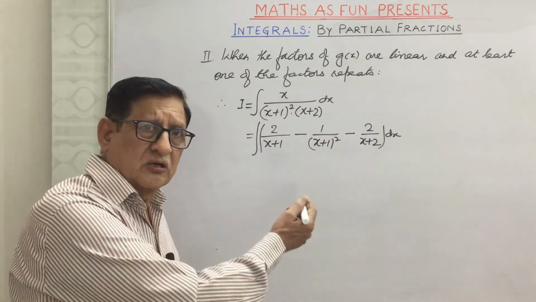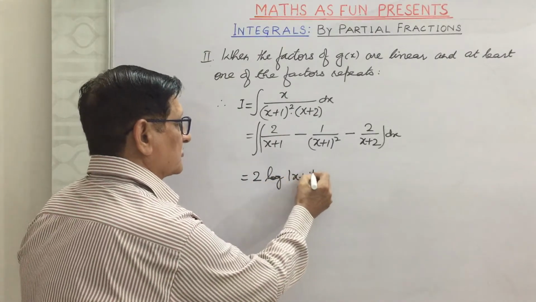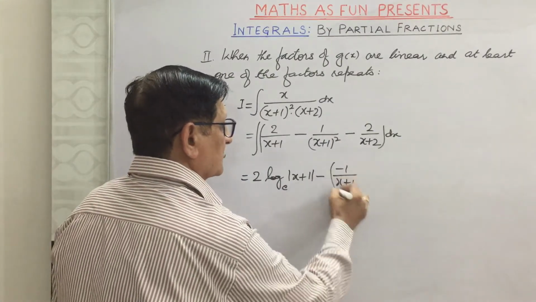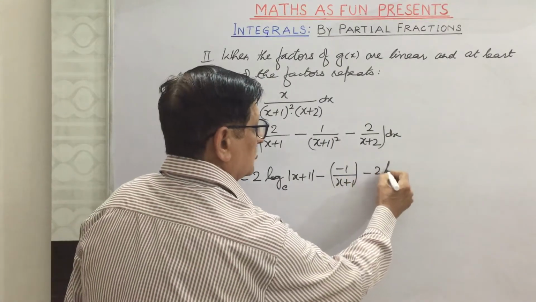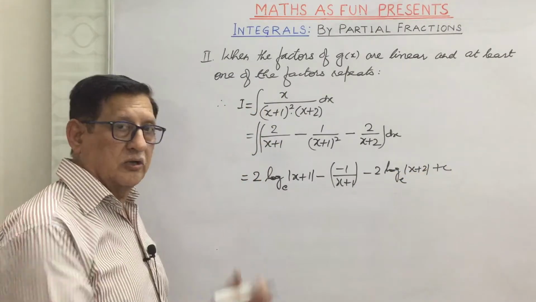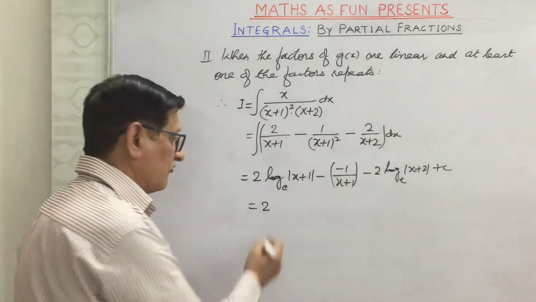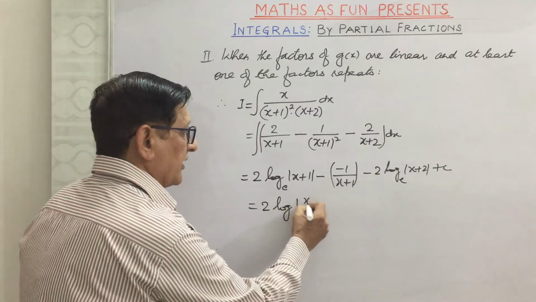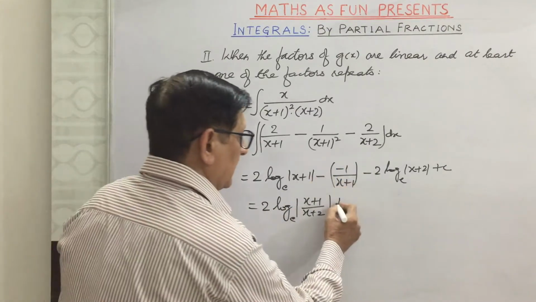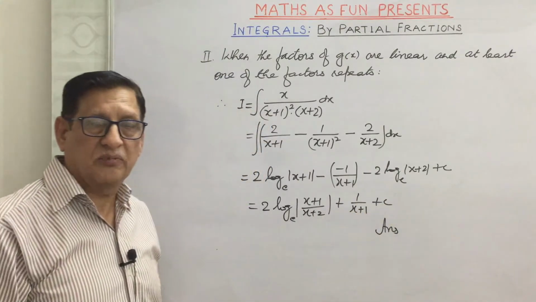Using the standard integrals, we will get now it is 2 into log of x plus 1 minus 1 upon x plus 1, and this is minus 2 log of x plus 2 plus c. Taking 2 common from these two terms and applying the law of log, we will have here 2 log of x plus 1 upon x plus 2. This will be plus 1 upon x plus 1 plus c, which is the answer to the problem.